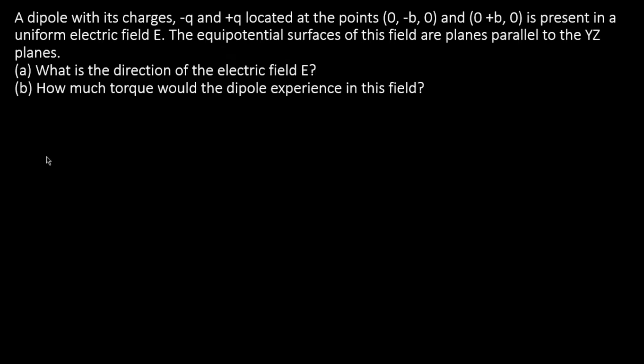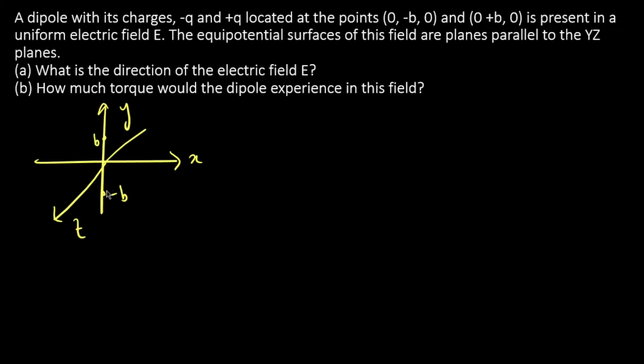So if we make this our x-axis, this our y-axis and this our z-axis, our charges minus q and plus q are located at, if this is plus b and this is minus b, so at minus b the minus q charge is located and at plus b the plus q charge is located, which forms a dipole with dipole moment p from minus q to plus q. So this is our dipole moment p from minus q to plus q.